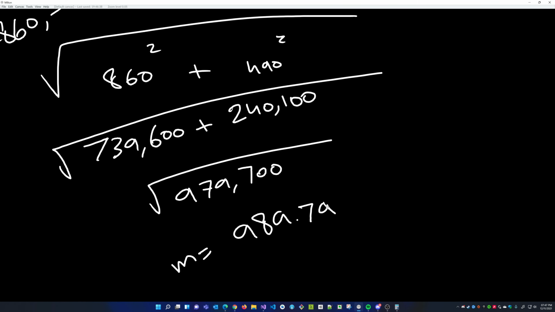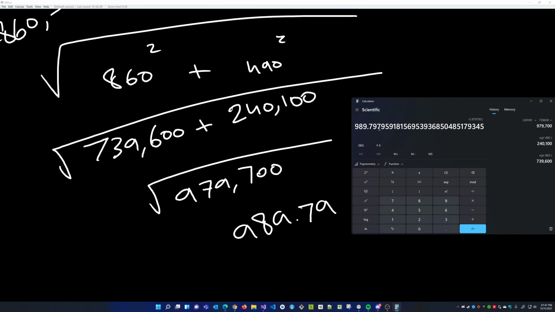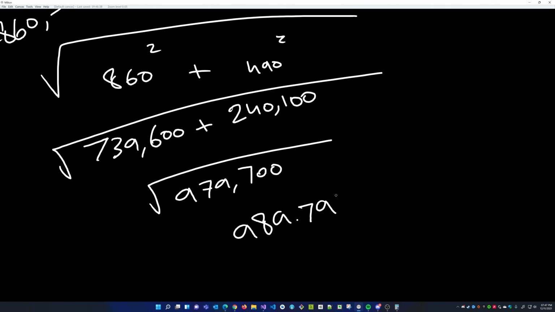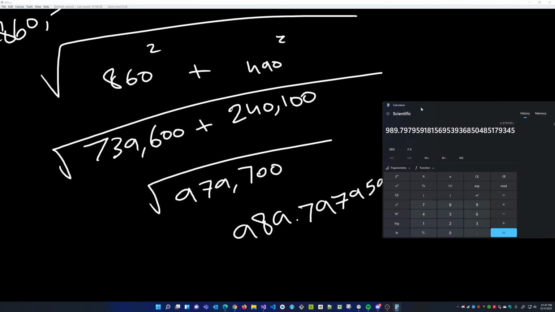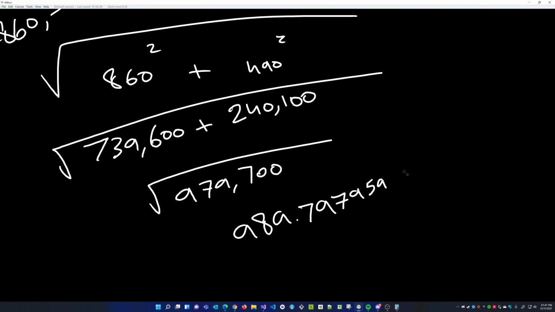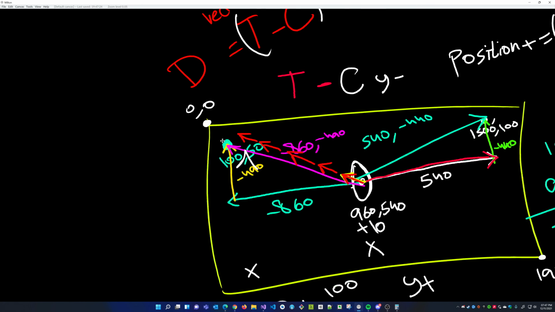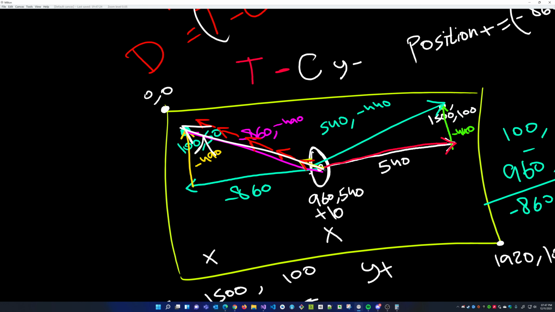Let's take the first three digits. 797959. Let's get all these digits to get as accurate a reading as possible. 797959 1815. That can't be any more accurate than this. This is the magnitude of my vector. This is how long my vector is.